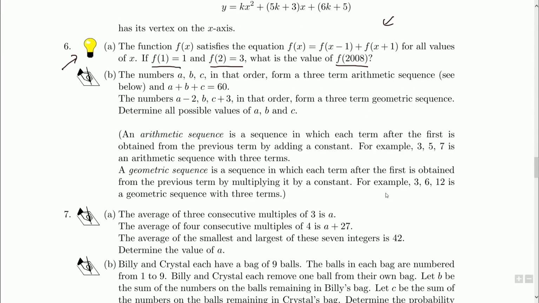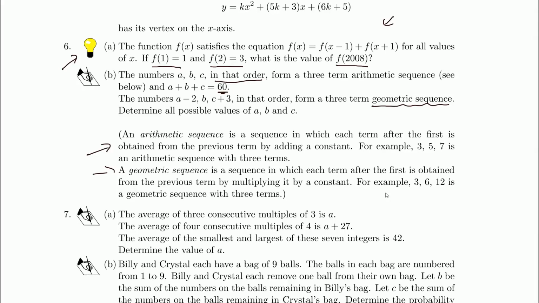The numbers A, B, C, in that order, form a 3-term arithmetic sequence. If you don't know what an arithmetic sequence is, pause the video and take a read through here. Looks like we're also going to need geometric sequence as well. A, B, C form a 3-term arithmetic sequence, so we've got a common difference, and A plus B plus C is 60. The numbers A minus 2, B, and C plus 3 in that order form a 3-term geometric sequence. Determine all possible values for A, B, and C.